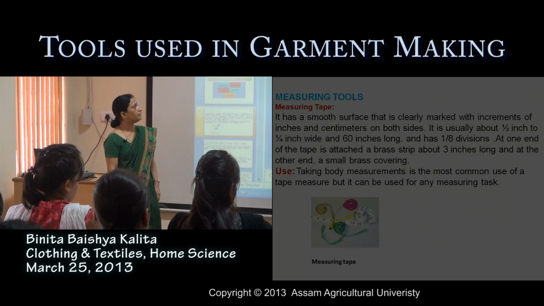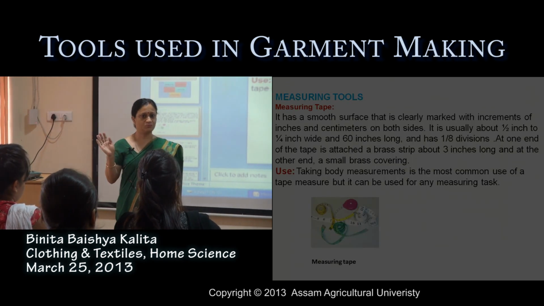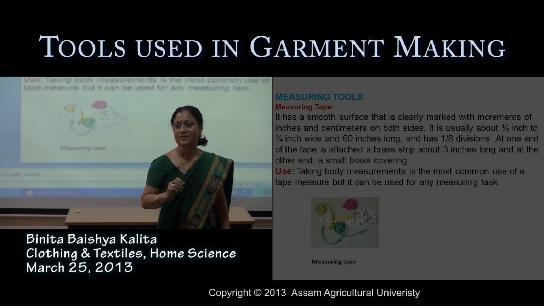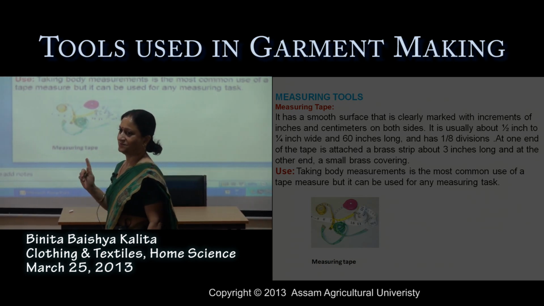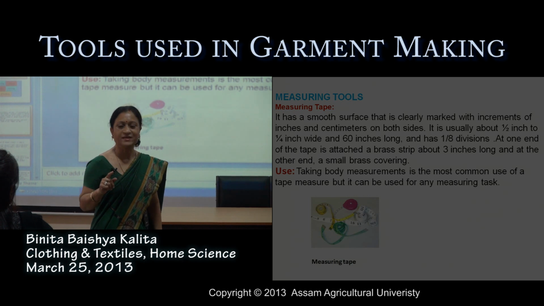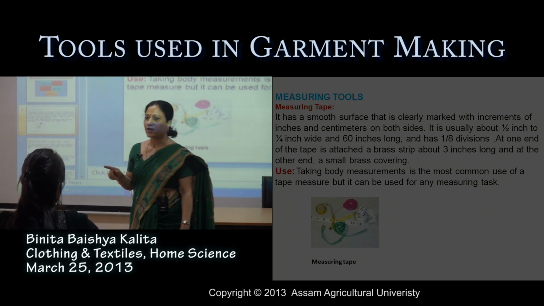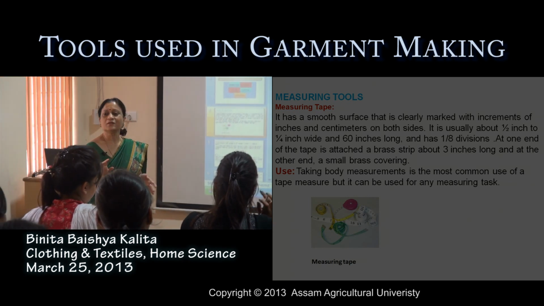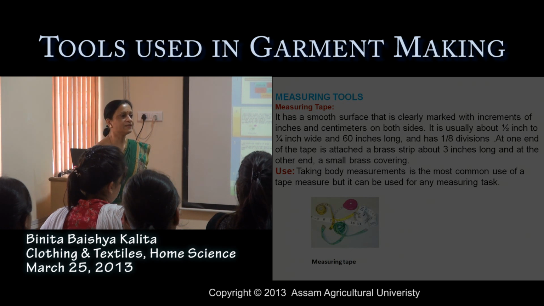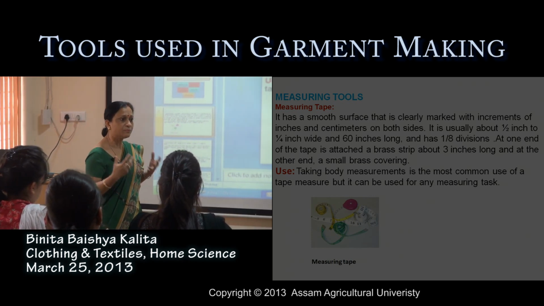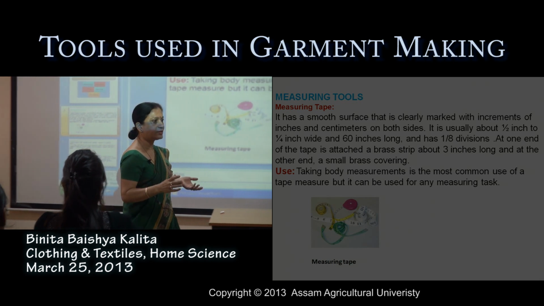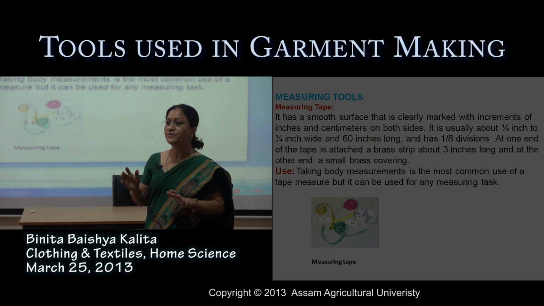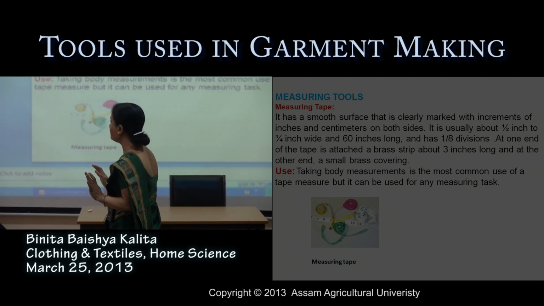The first one is the measuring tool. I think all of you know the measuring tool, is it not? Can you tell me the name? Measuring tape, then ruler, then yardstick. So there are different types of measuring tools by which we can take measurements, not only body measurement. We need measuring tools to measure the fabric and to measure the paper pattern. So in each and every work we use different types of measuring tools.